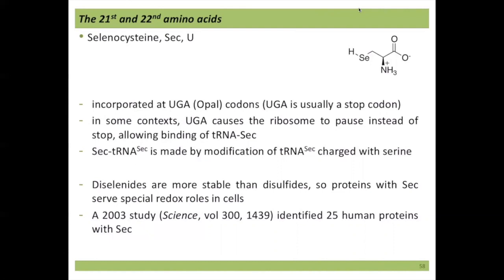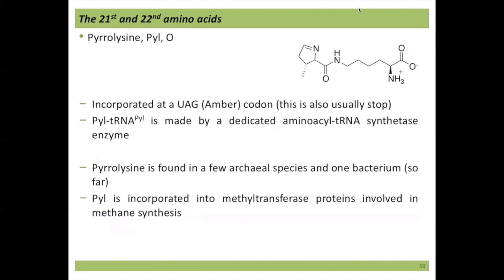Since selenium is just beneath sulfur, you can actually get these diselenides, so selenium bonds, and they're more stable than disulfides. So you can actually have these selenium bonds, and they have special redox roles. In 2003, they identified 25 human proteins with selenium. Selenium is an essential mineral. You need it in trace amounts. If you don't get selenium, it leads to some problems.